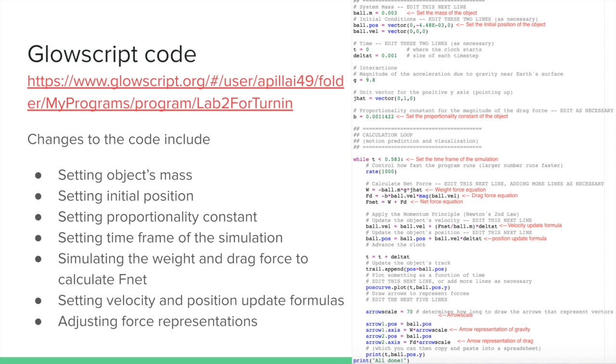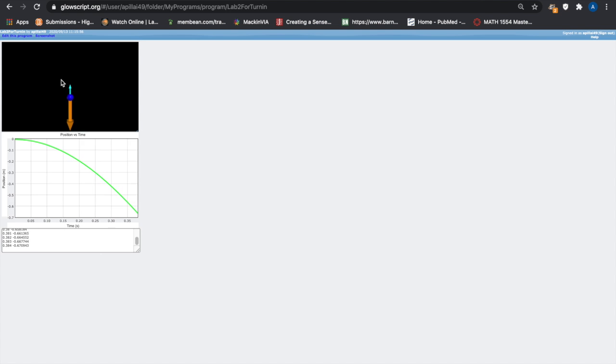So this is the GlowScript code used for the simulation. Some of the changes to this code include setting the object's mass, setting the object's initial position, setting the proportionality constant and the time frame of the simulation, creating the weight force and drag force equations to calculate net force, setting the velocity update formula and the position update formula, and then setting the arrow scales to represent the forces in the simulation. As you can see, this is what our code looks like when it's run. The graph of the position versus time is parabolic downwards, and the drag force increased as the velocity increased.